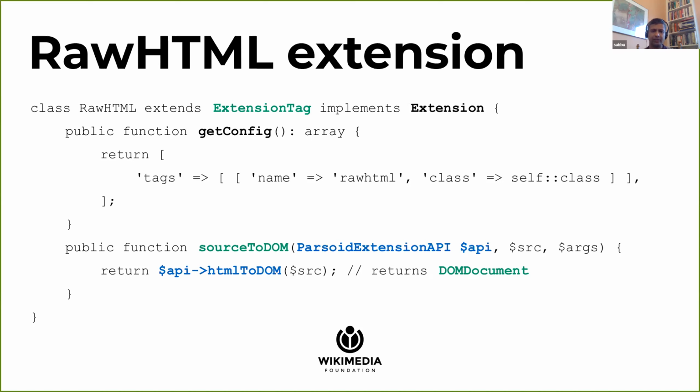In this case, it implements exactly one hook, which is source to DOM. And it does nothing fancy. It just converts the HTML string to a DOM. That's all it does. It uses the API to convert the source HTML string to DOM and returns it.